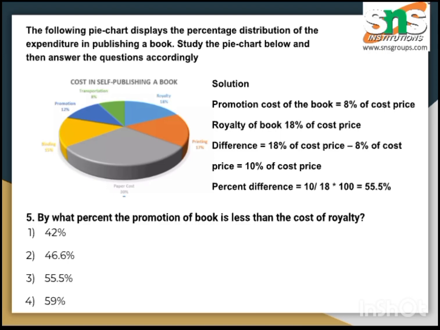The same question is given. By what percent the promotion of book is less than the cost of royalty? So promotion of book is less than the cost of royalty. So promotion will be equal to 8 percentage of cost price, and royalty of the book is 18 percentage. When you subtract it, you will get it as 10 percentage of cost price. So 10 by 18, difference by the royalty into 100 will be equal to 55.5 percentage. So your option 3 will be the right answer.